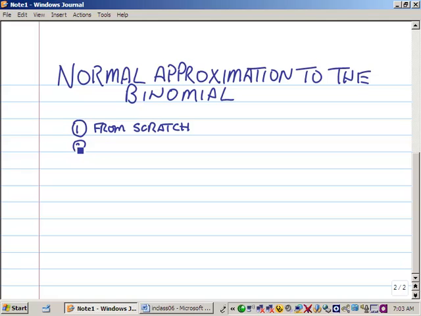We then looked at the binomial formula, tables. We had to learn how to use the cumulative distribution. We've done the Poisson approximation.